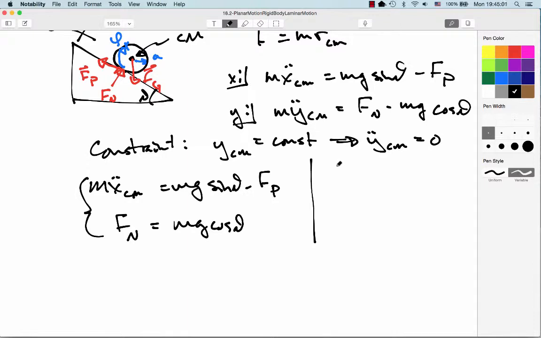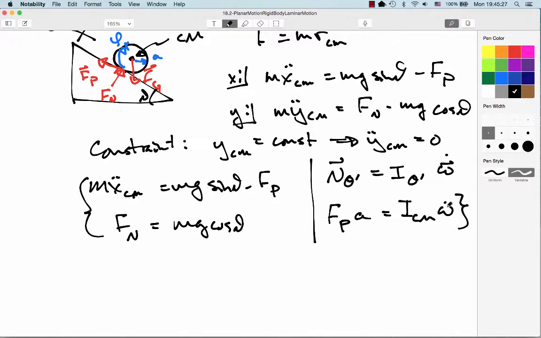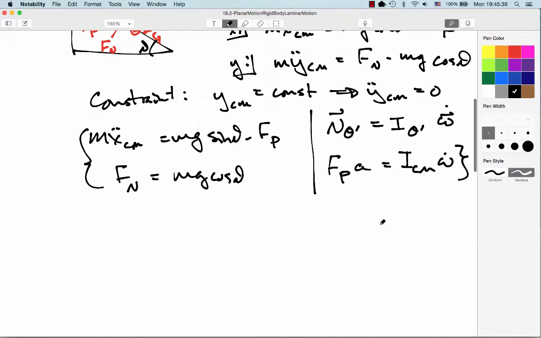I also have my torque equation, so let's look at it. The torque measured about O prime is equal to the moment of inertia about O prime times omega dot. So the torque will be equal to the force of the plane times the radius, so that's A. That'll be equal to I about the center of mass times omega dot. So that's the third of my equations. In general, this is as far as I can take it without additional information. So let's look at some special cases.